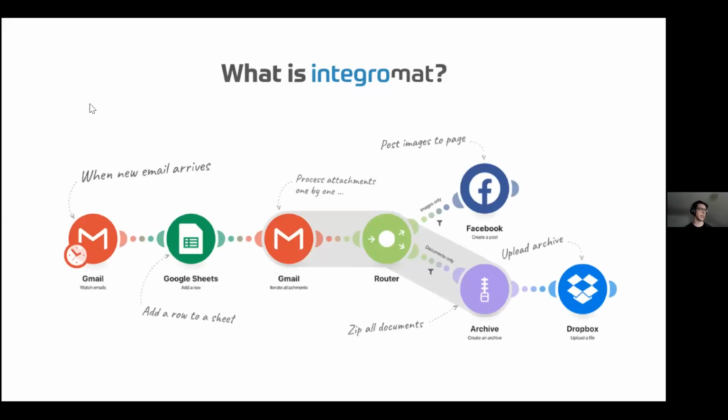So to give a more visual idea of what Integromat looks like, for a non-GIS purpose, we can see that a new email arrives, it gets logged in a sheet, Gmail goes through the attachments, uploads it to Dropbox, depending if it's documents only. If it's images only, it goes into Facebook. So you have not only just triggers and actions, you also have options for logic to go one way or the other, to iterate over data in there, to create zip files.